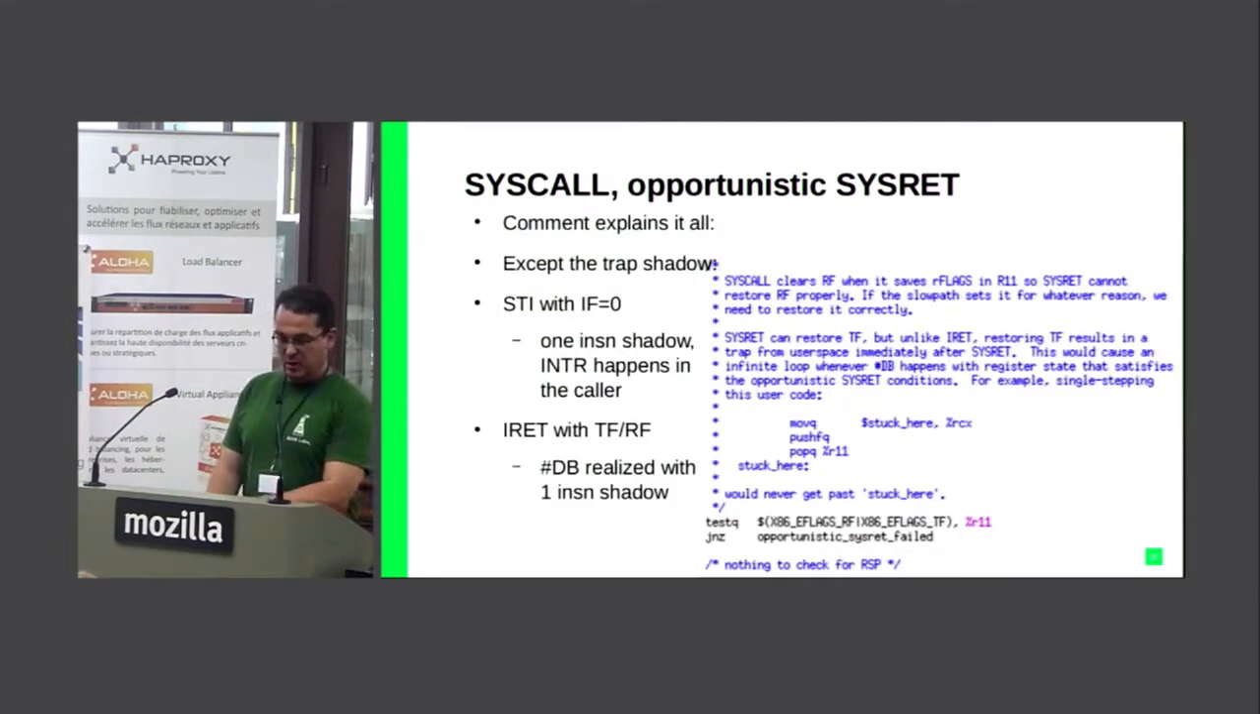For example, if we have RF or TF set, we cannot return with sysret, because this is exactly what the problem is. You can move the address in RCX, and RCX is the return RIP, and you push flags, and then you pop R11, and then you return here, and you're not going to go past this label. Just because sysret doesn't do that. It's a hardware thing.